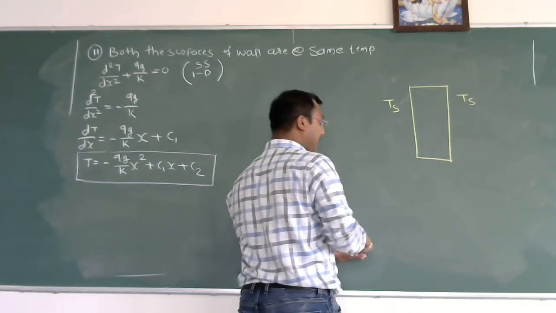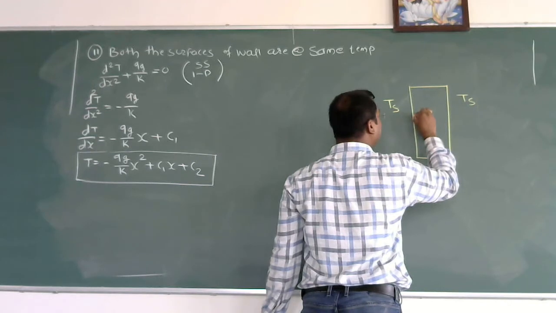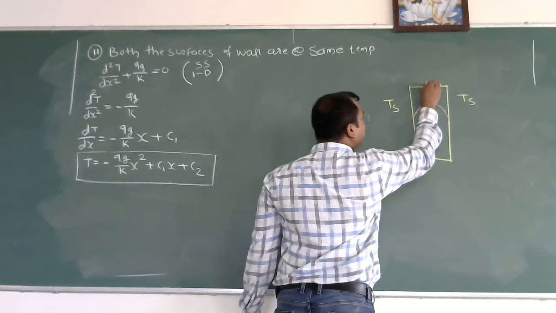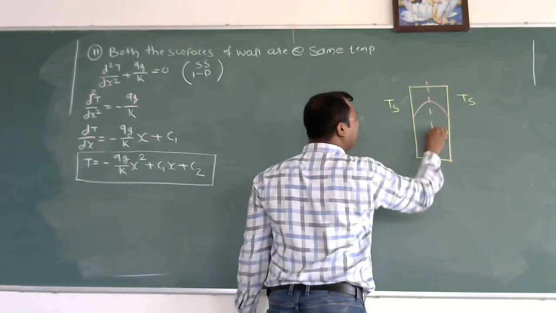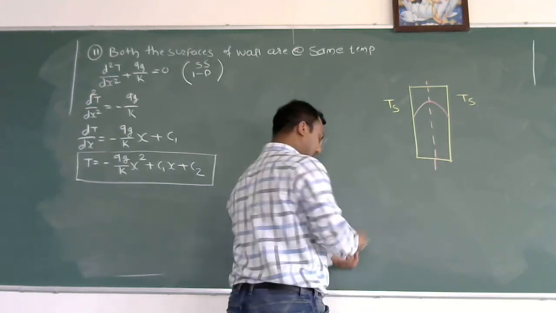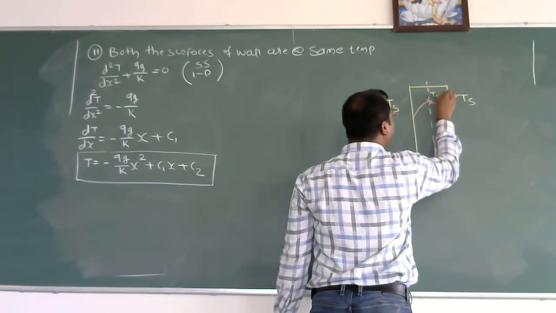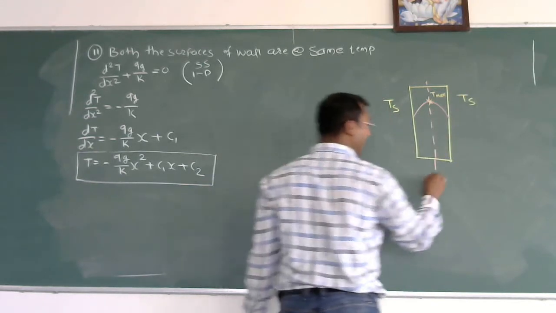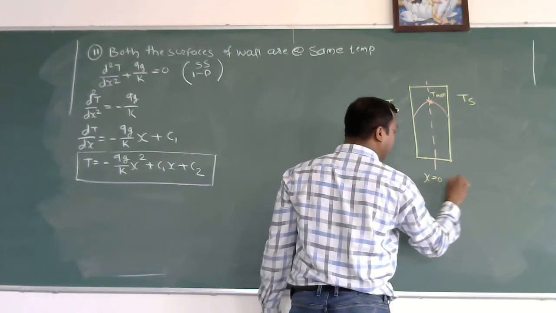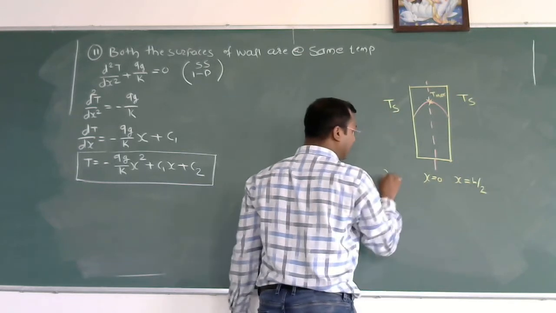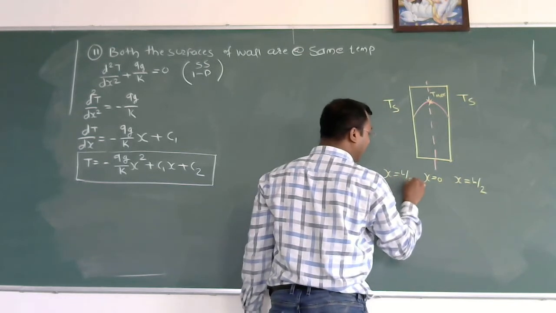As both the surfaces are at the same temperature, I will get a temperature distribution equation something like this, which is symmetric, such that the maximum temperature will be exactly at the center. So this point I can mark as T max. As it is symmetric, I can write this is x is equal to 0, this is x is equal to L by 2, and this I can write again x is equal to L by 2.